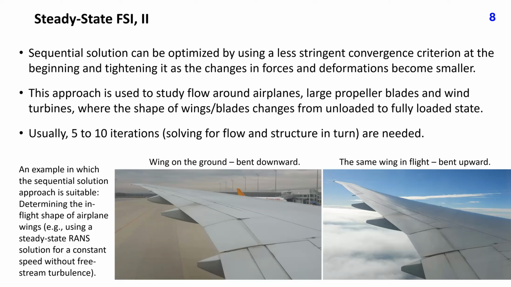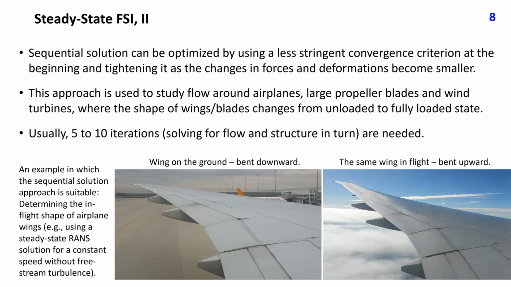This approach is used to study flow around airplane wings, large propeller blades, and wind turbine blades, where the shape of wings or blades changes from unloaded to fully loaded state. Usually 5 to 10 iterations, that is, solving for flow and structure in turn, are needed.